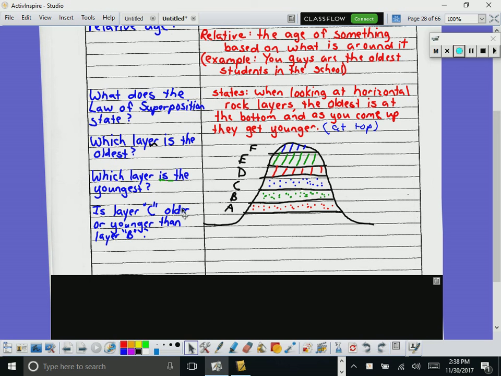The last one, is layer C older or younger than layer B? If you look at the law, it says the oldest rock layers are at the bottom. B is below C, so C is younger than B. Does everybody understand that? C is younger because it's on top of B. B had to be there before C could form on top of it, just like your frame and your box spring have to be there for your bed before you can put your mattress on there. Okay, so that's page 1 of your notes.